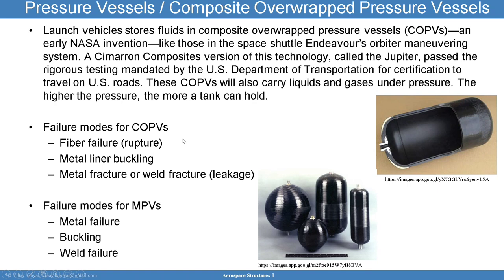The failure modes are fiber failure, metal liner buckling, so the liner could buckle, metal fracture or weld fracture. Failure modes for metallic pressure vessels include metal failure, buckling failure, and weld failures.